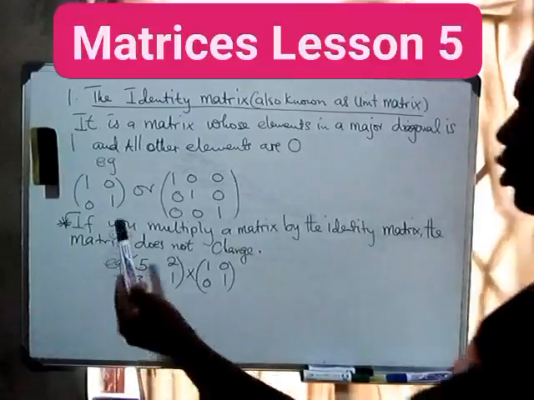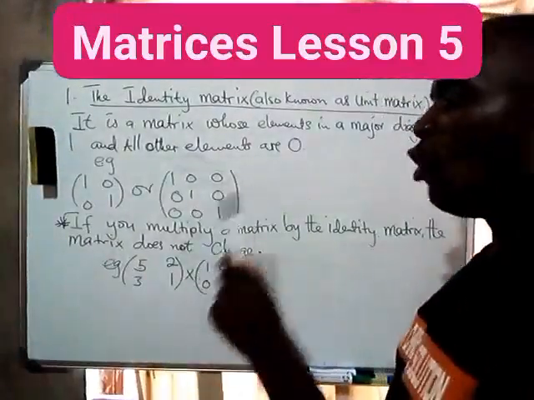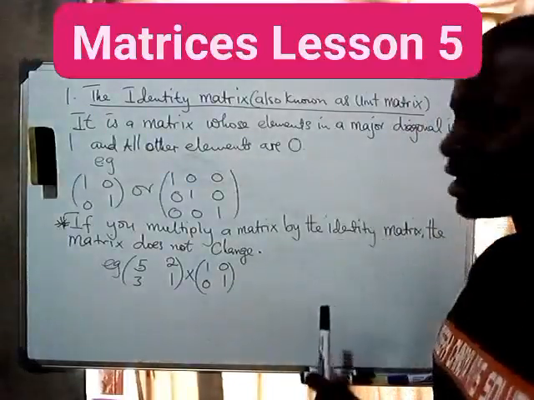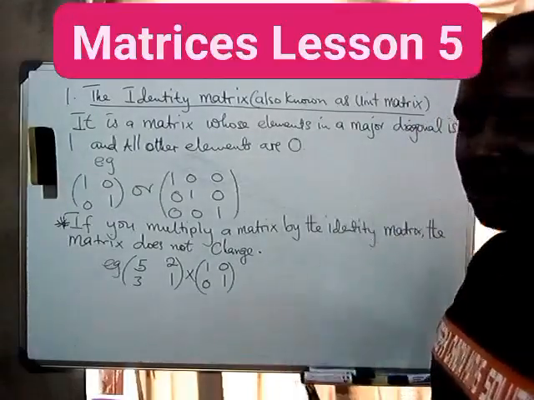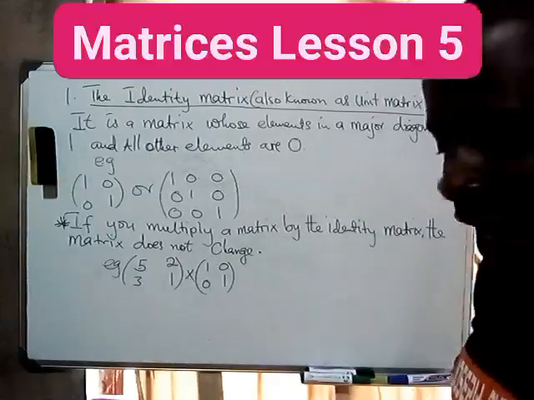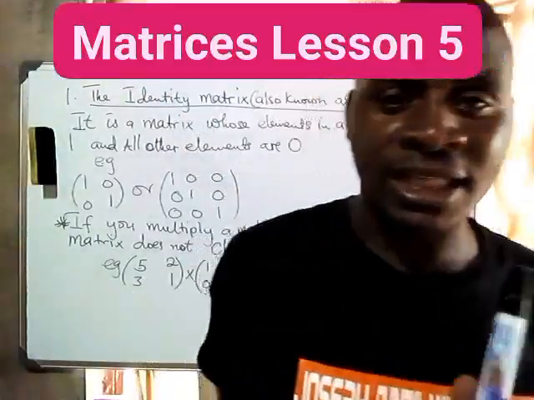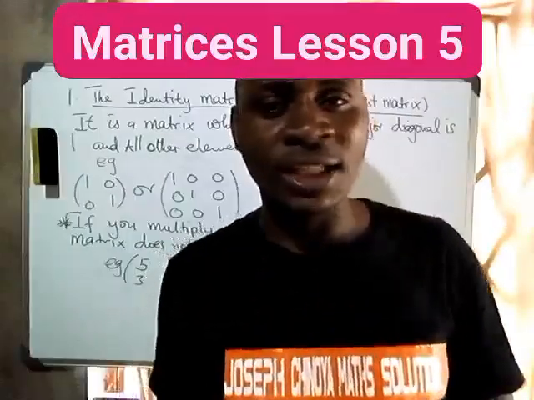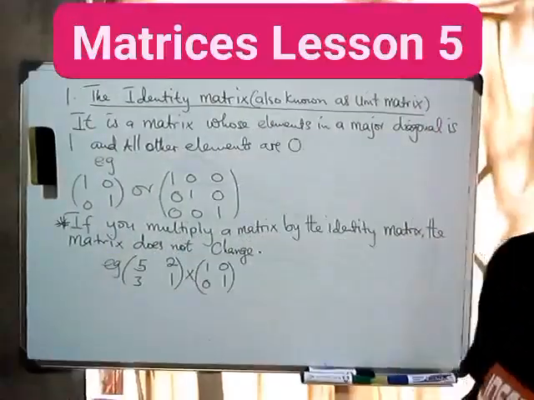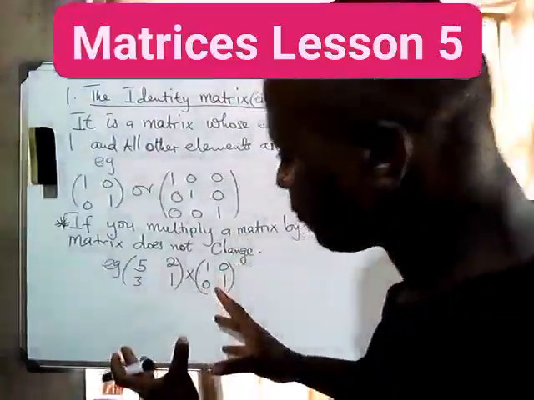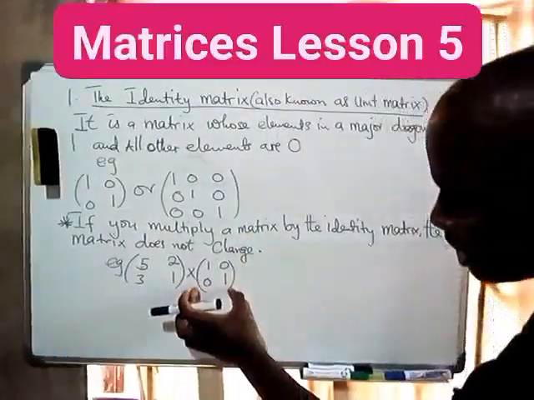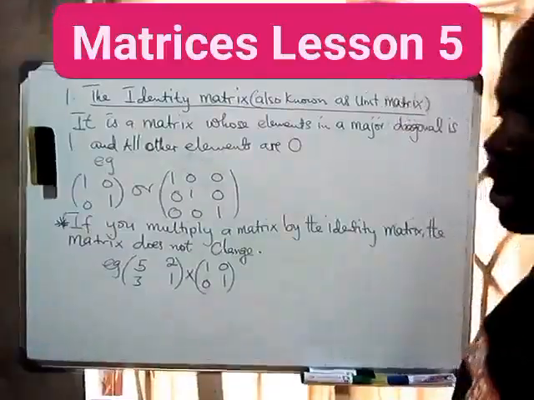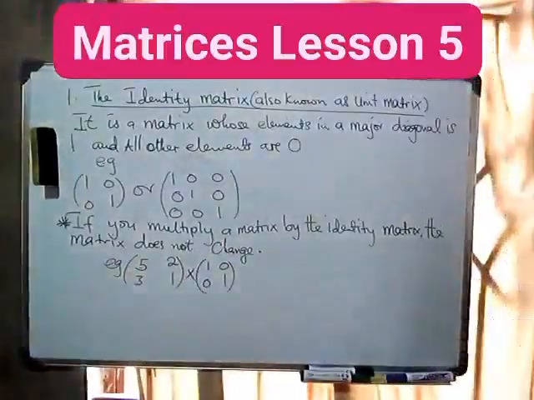Now, there is a very important point. If you multiply a matrix by the identity matrix, the matrix does not change. So if you multiply any matrix by the identity matrix, the matrix does not change. Let's try this question here. We have this matrix multiplied by this identity matrix, which is a 2 by 2 matrix, and this one is also a 2 by 2 matrix.